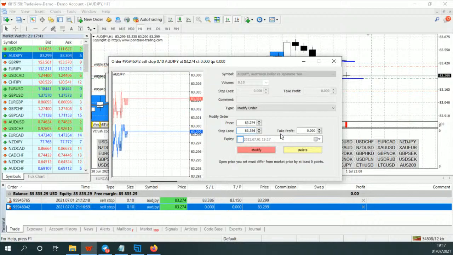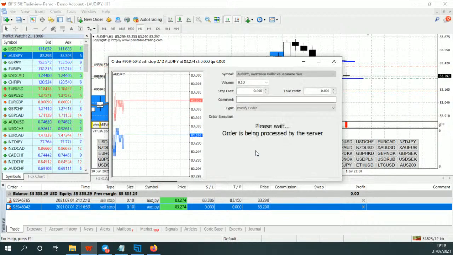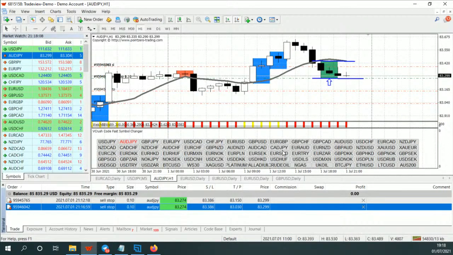So stop loss is 83.386, and this time around the take profit will be 24 pips instead of 12 pips. So 83.27 minus 24 will be 83.03. That's 24 pip profit. Yeah, you got it now.